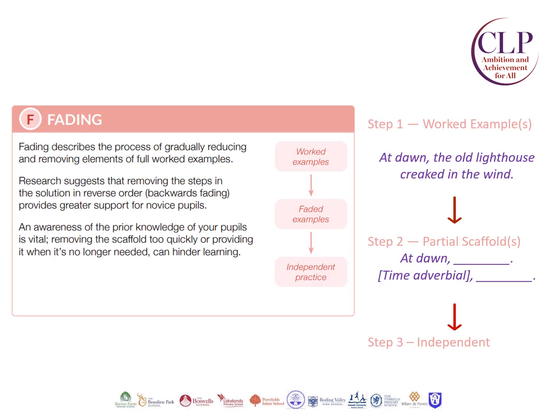Fading describes the process of gradually reducing and removing elements of full worked examples. I've given you an example of fading on the right-hand side of the screen. This relates to a Key Stage 2 English lesson on fronted adverbials. The first sentence is a full worked example. At dawn, the old lighthouse creaked in the wind.